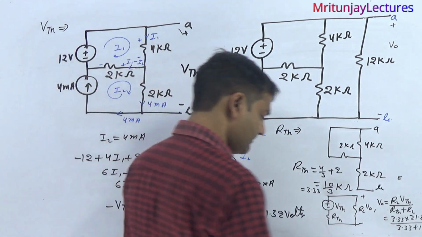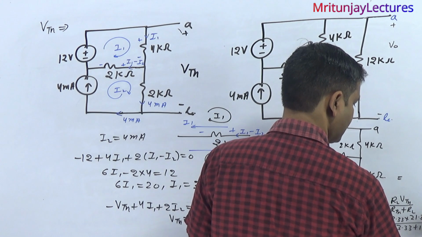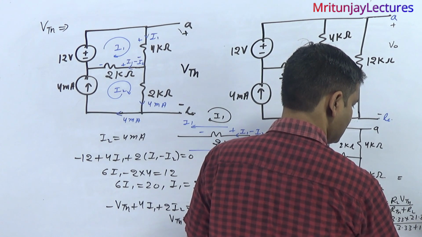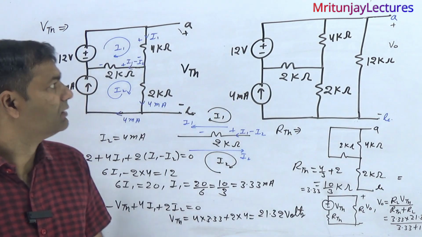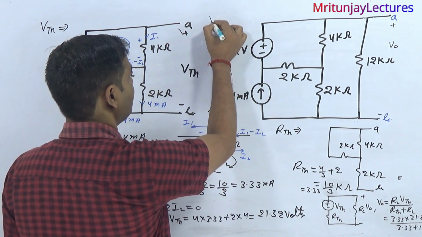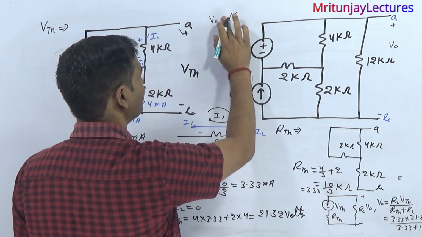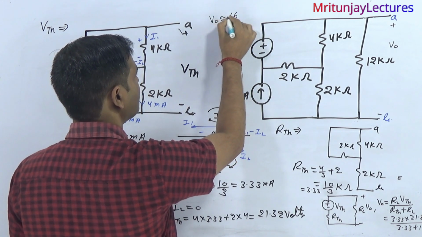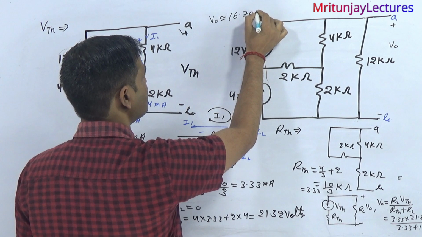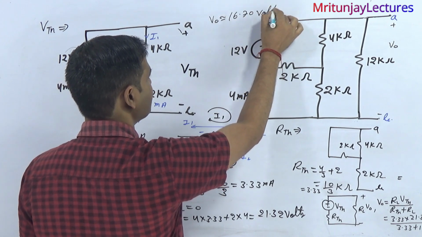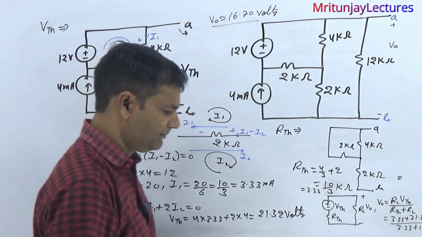After solving this, finally V0 is 16.70 volt, which is the final answer. Okay.